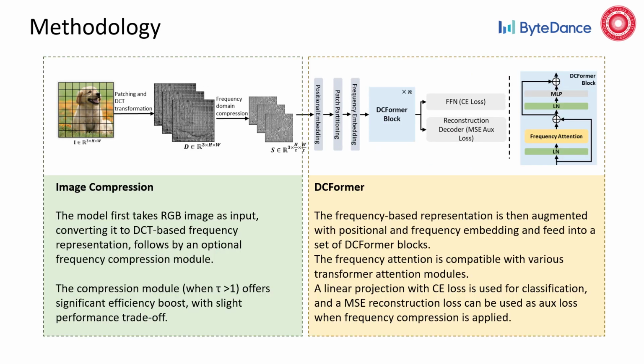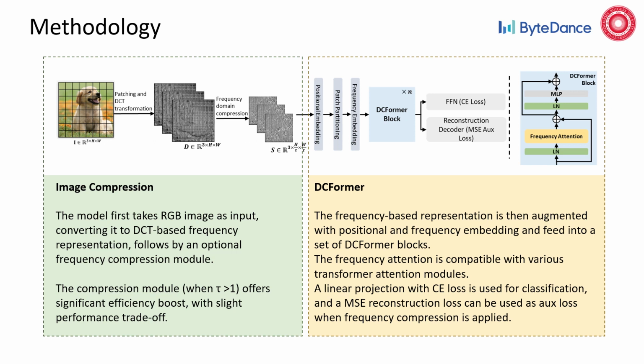Our model first takes RGB images as input, converting it to DCT-based frequency representation, followed by an optional frequency compression module. The compression module offers significant efficiency boost with slightly performance trade-off. The frequency-based representation is then augmented with positional and frequency embedding and fed into a set of DCFormer blocks. The frequency attention is compatible with various transformer attentions, including Swin attention, neighborhood attention, and others.